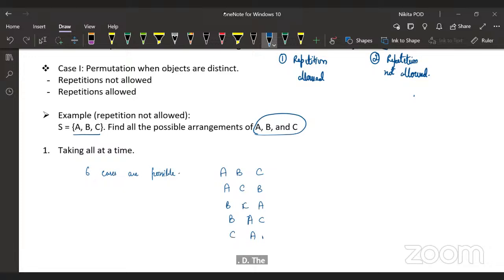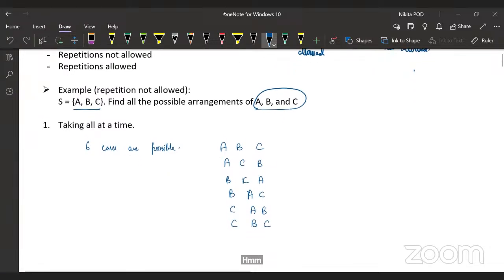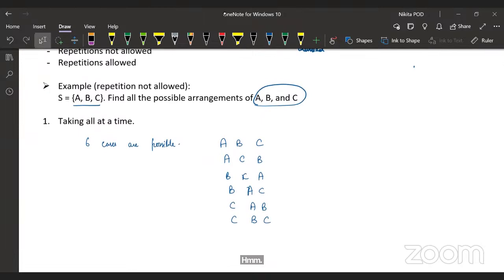CAB. C, A, B. C, B, A. So yes, it is 6. It was very... CBA, yes. It's A. Sorry. Last one, A.